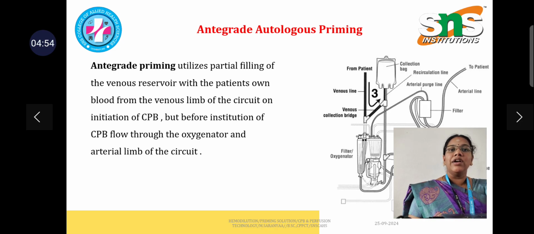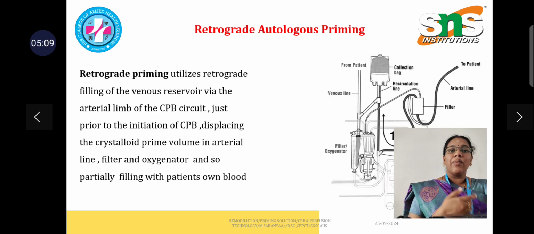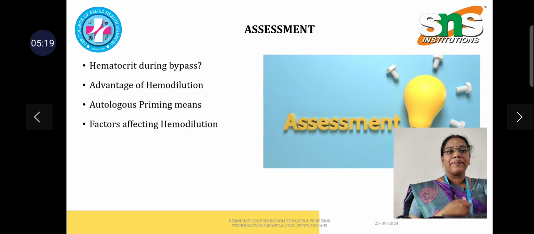There are two techniques. You can go with an antegrade autologous priming technique or a retrograde autologous priming technique. The antegrade autologous priming technique utilizes partial filling of the venous reservoir with the patient's own blood from the venous limb of the circuit before initiating the bypass. Whereas the retrograde autologous priming technique utilizes retrograde filling of the venous reservoir via the arterial limb of the CPB circuit, just from the aorta, before initiating the bypass.